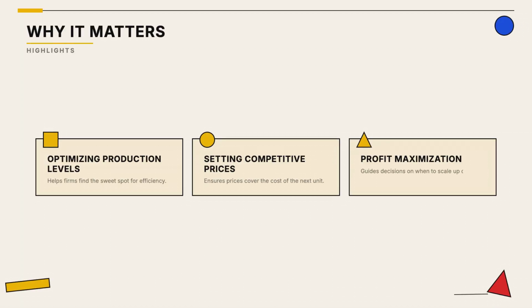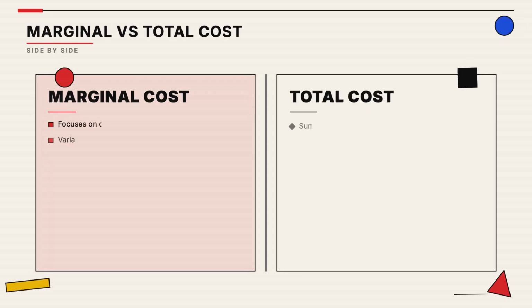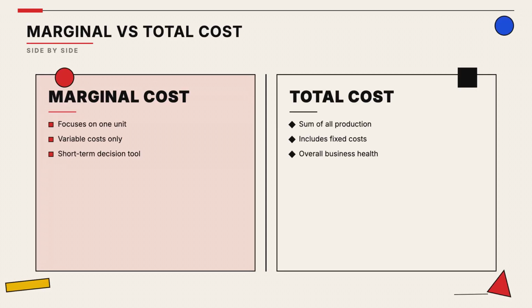Companies use this metric to decide if expanding production will actually lead to higher profits or just more expenses. While total cost looks at everything spent, marginal cost ignores fixed overhead like rent to focus on the cost of the next item.